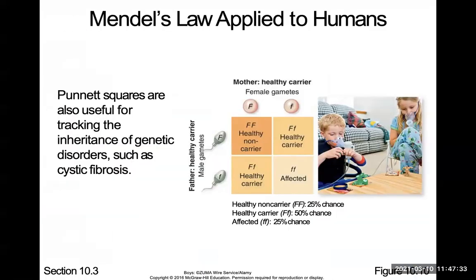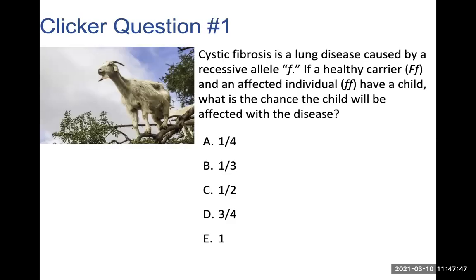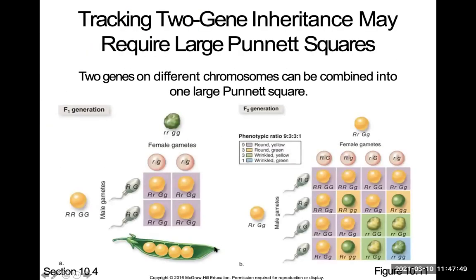So I want to show you the dihybrid cross before I end today. I don't want to start the dihybrid cross because I want you to practice with monohybrid first. So please do the practice worksheet. But I do want to give you a look. So this is what the dihybrid cross looks like. Now you have two genes you're looking at. So this is two genes on different chromosomes combined into one large Punnett square. That's called a dihybrid cross.